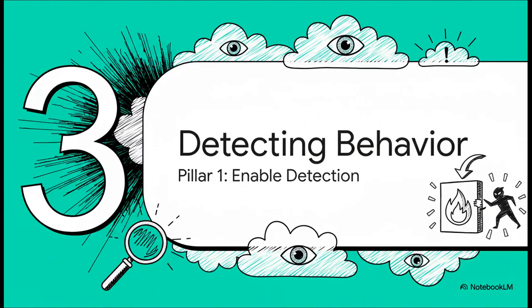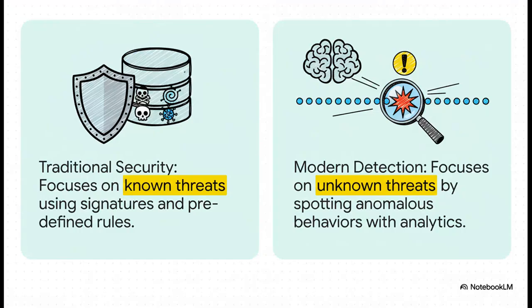So, pillar number one. This is all about a huge shift in mindset. You have to work from the assumption that sooner or later, an attacker is probably going to get in. So the goal becomes spotting them the second they do something they shouldn't. Now, this is a really important distinction.